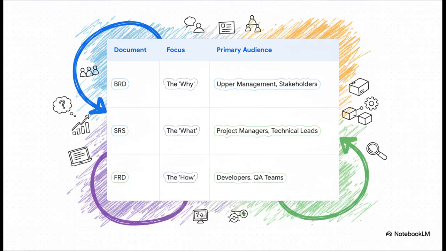So how do we fix this? How do we bridge that gap? Well, it all comes down to a three-step flow of information that we can think of as the why, the what, and the how. First, the Business Requirements Document, or BRD, establishes the why. Then, the Software Requirements Specification, or SRS, defines the what. And finally, the Functional Requirements Document, or FRD, details the how.